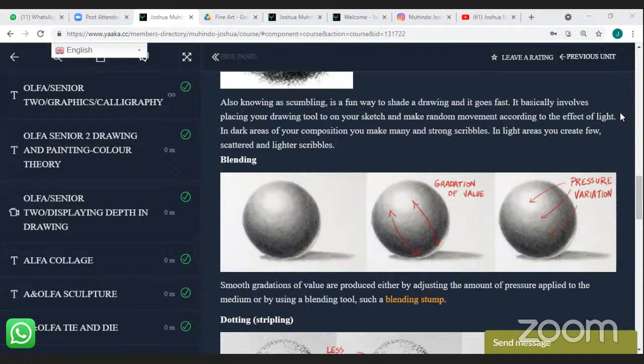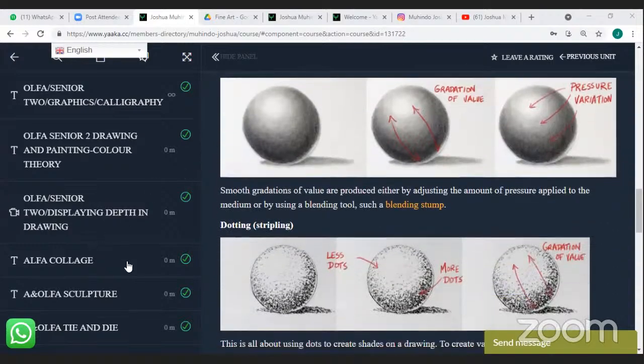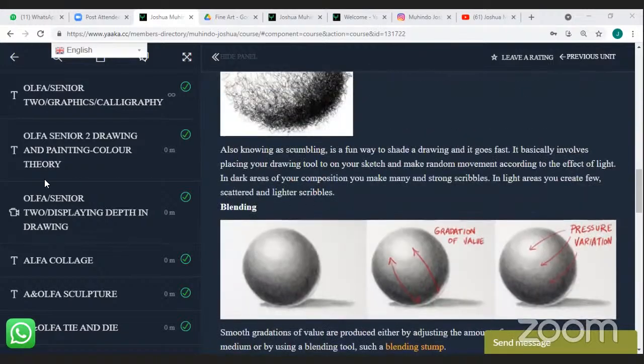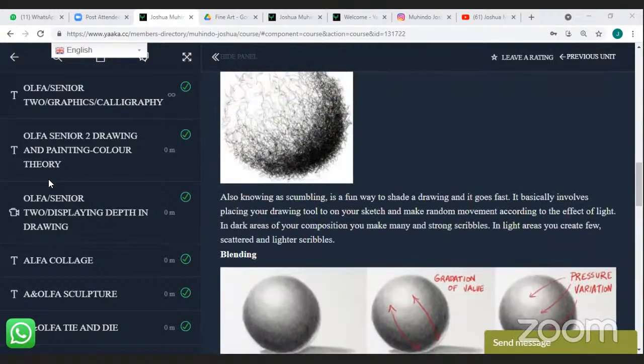And more to this, I've seen your color work assignment, but more to it, we should also send in the shading techniques so that we should know that you have achieved everything.